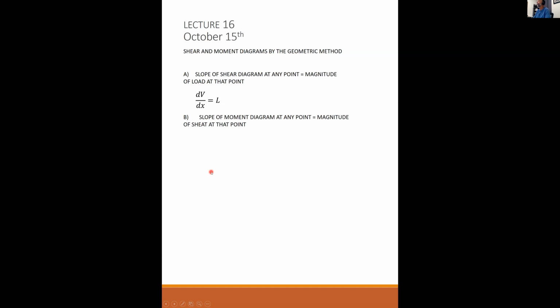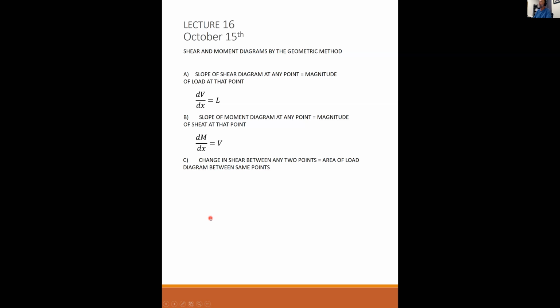Number B, the slope of the moment diagram at any point on a span is equal to the magnitude of the shear at that point. So dM/dx is the change in moment over change in x span. So the slope of the moment diagram is equal to the magnitude of the shear diagram.